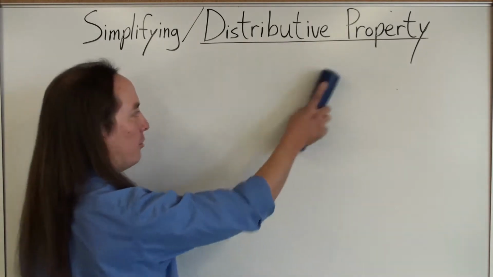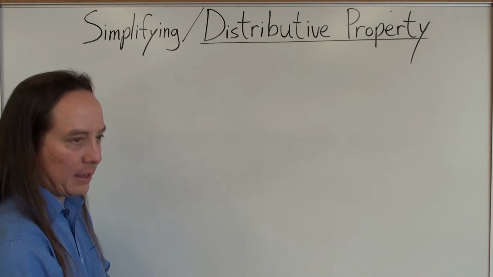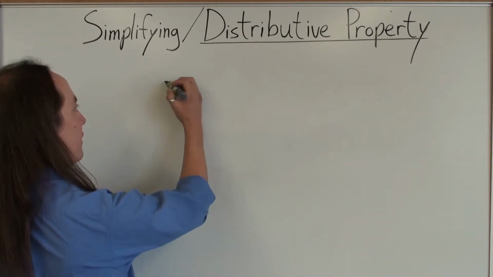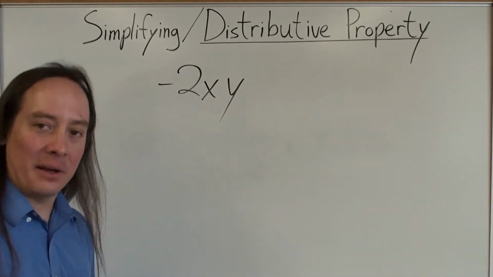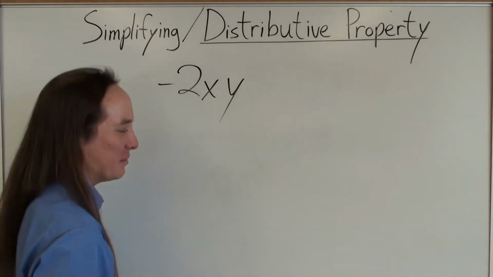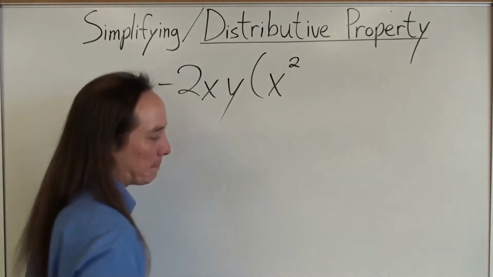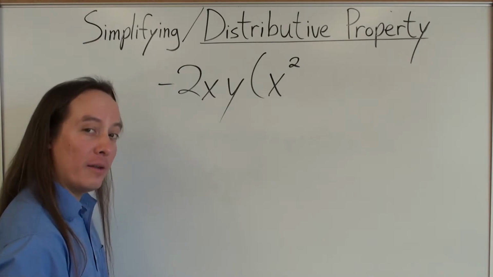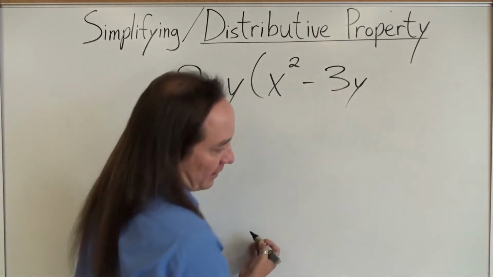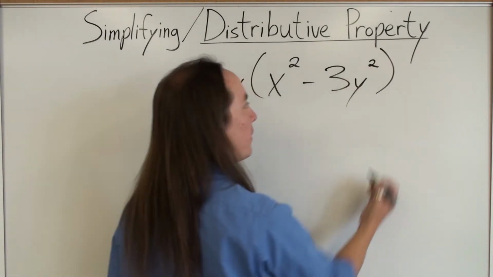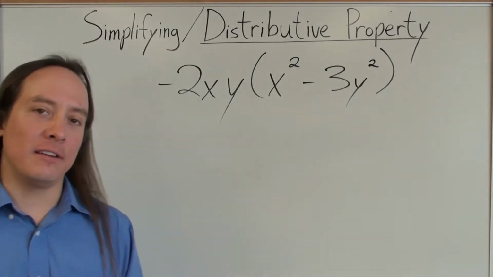Let's try another one. And I'll tell you what, how about this one? Instead of doing it together right off the bat, why don't you pause the video and try doing it yourself and see what you get. So this one's minus 2xy. Yes, I can put more than one letter there, more than one variable. It's okay. And then we have x squared. Remember, there's no number in front of it, so it means that it's a 1. Minus 3y squared. Okay? So why don't you go ahead and pause the video, see if you can simplify this expression.